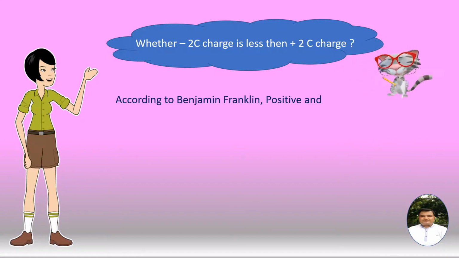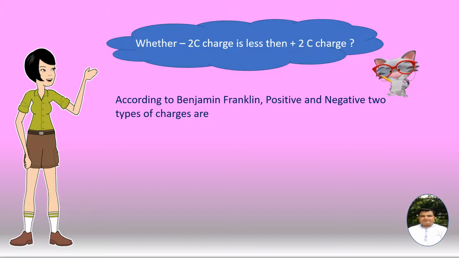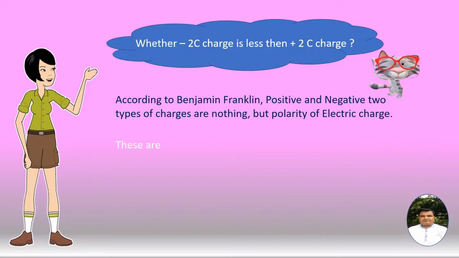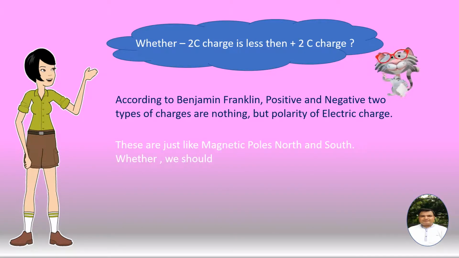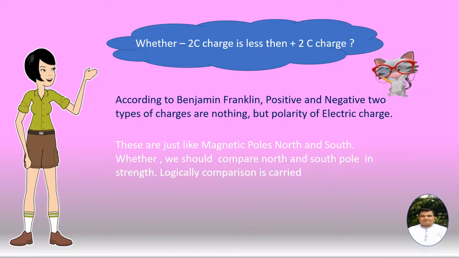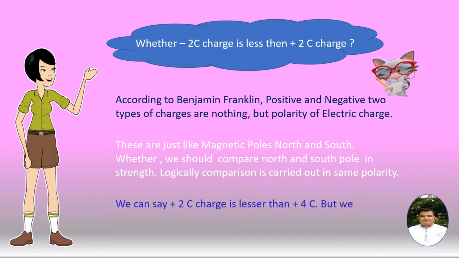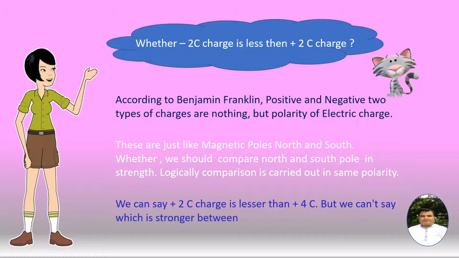According to Benjamin Franklin, positive and negative, the two types of charges, are nothing but the polarity of electric charges. These are just like magnetic poles, north and south. Should we compare north and south poles in strength? Logically, comparison is carried out in the same polarity. We can say plus 2 coulomb charge is lesser than plus 4 coulomb charge, but we can't say which is stronger between minus 2 coulomb and plus 2 coulomb charge.